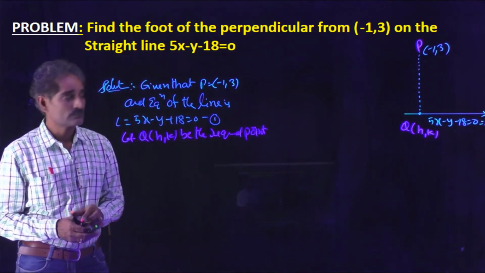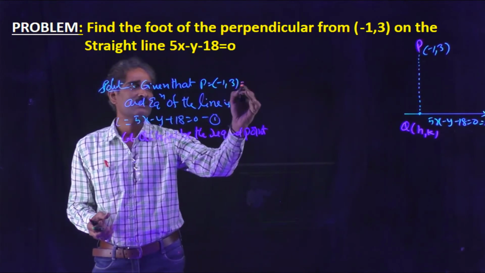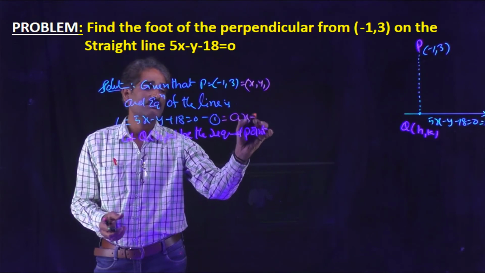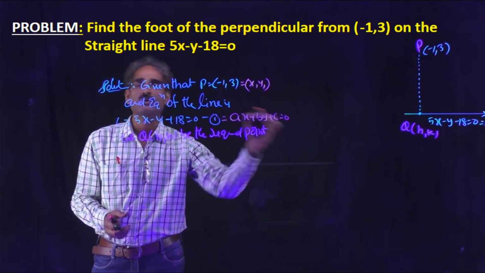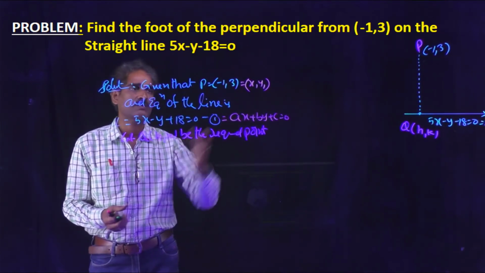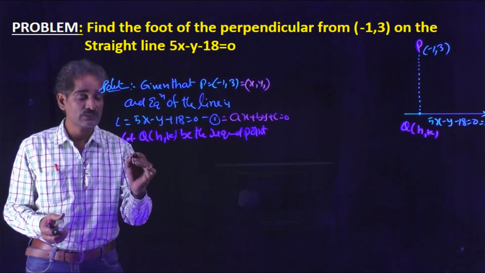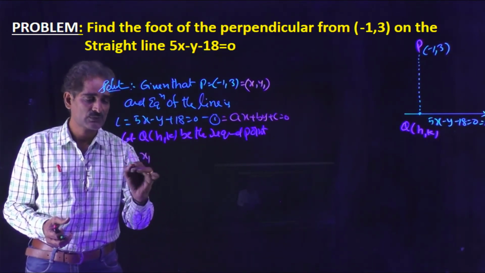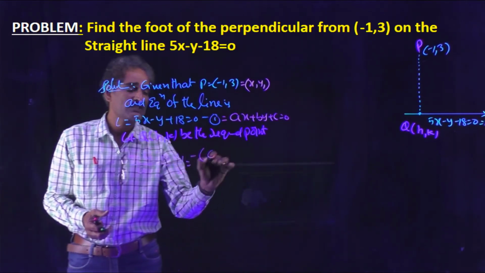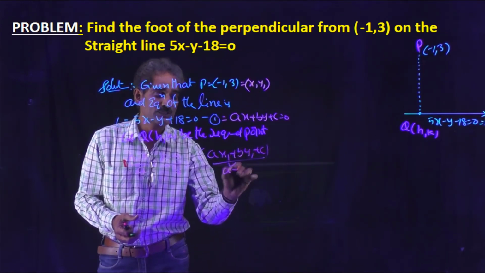Okay, now what is the formula? Here the given point P is nothing but (x1, y1). This line is nothing but ax + by + c = 0. So from this we can write a, b, c and x1, y1. (x1, y1) = (-1, 3) and a, b, c are equal to 5, -1, 18. So what is the formula? (h - x1)/a = (k - y1)/b = -(ax1 + by1 + c)/(a² + b²).